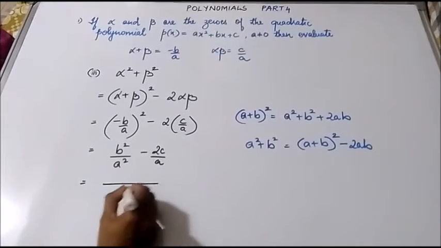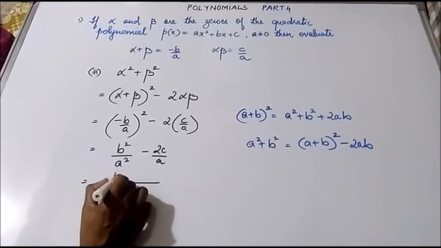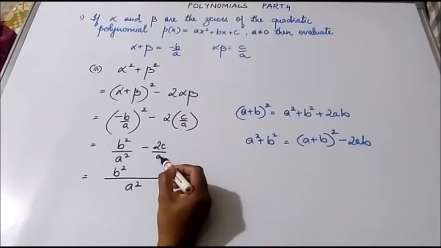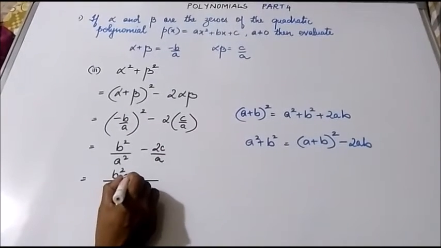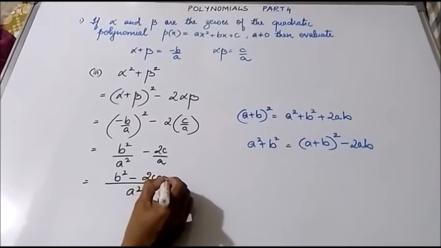We take the LCM. The LCM is a square. Now what do we multiply this by? To make a square, we have to multiply by a. Hence, we multiply the numerator also by a. So, we get here b square minus 2ca over a square.